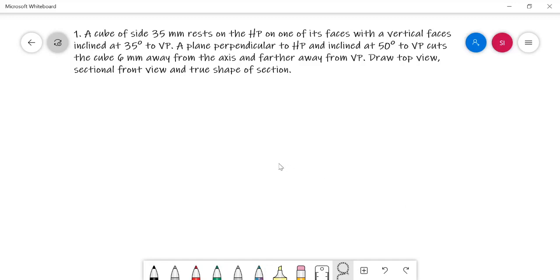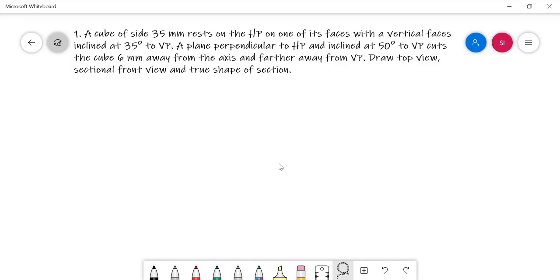A cube of side 35 mm rests on HP on one of its faces with a vertical face inclined at 35 degree to VP. A plane perpendicular to HP and inclined at 50 degree to VP cuts the cube 6 mm away from the axis and further away from VP. Draw the top view, sectional front view, and true shape of the section. This is the problem.